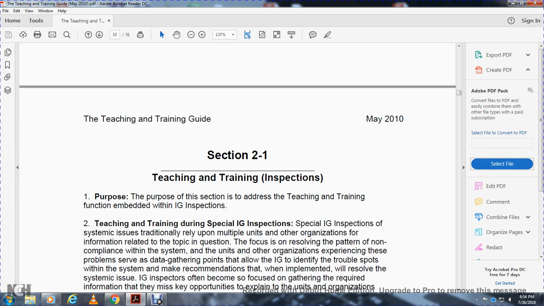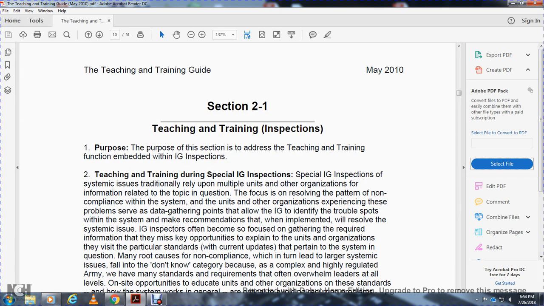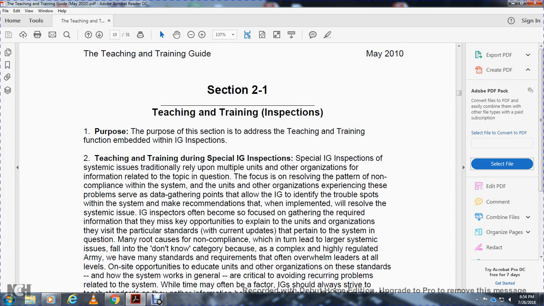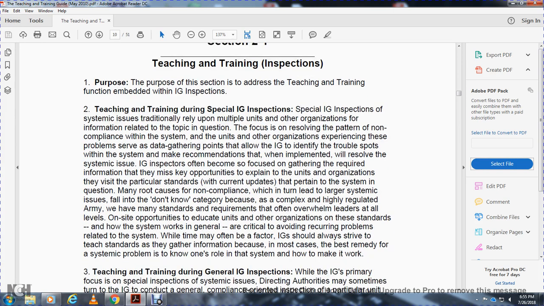Inspector General inspectors often become so focused on gathering the required information that they may miss key opportunities to explain things to the units and organizations they visit, particularly the current standards pertaining to the system in question, which are mainly the root cause of the non-compliance, leading to larger systemic issues. In a complex, highly regulated Army, we do not have many standard requirements that often overwhelm leaders at all levels on site. The opportunity to educate the units and other organizations on the standard and how the system works in general is critical to avoiding the recurrence of problems related to the system. While time may often be a factor, the Inspector General should always strive to teach the same as they gather information, because in most cases the best remedy for a systemic problem is to know the rules of the system and how to make it work.